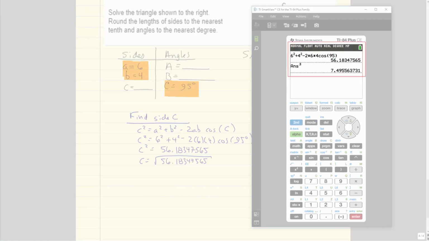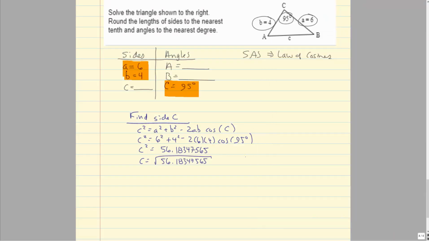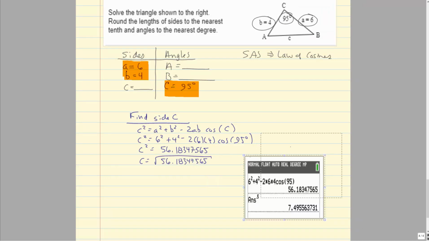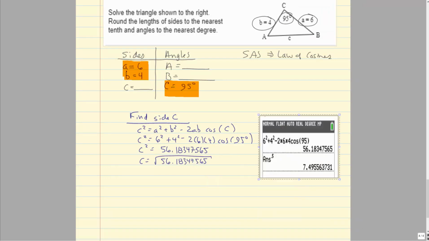Now instructions here, I believe, it says the lengths of the side to the nearest tenth, so this would be 7.5. So this is C squared, and this is C. So C is approximately equal to 7.5. Okay, so this is 7.5.